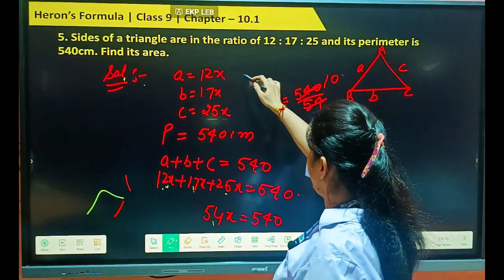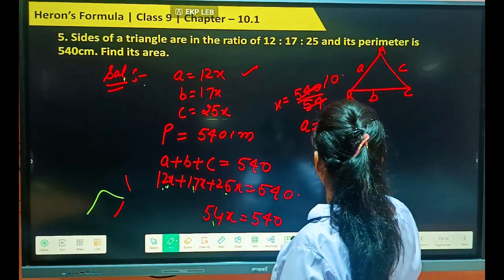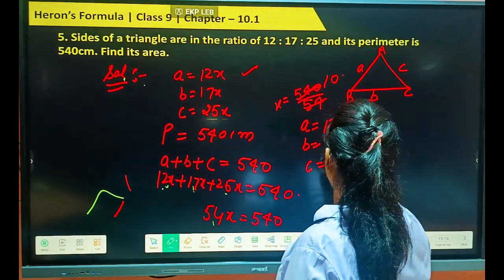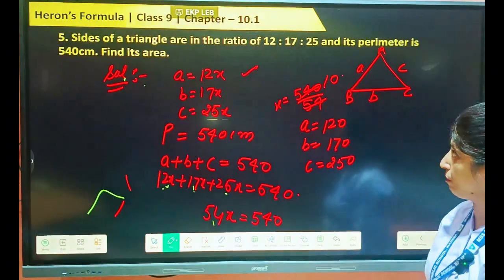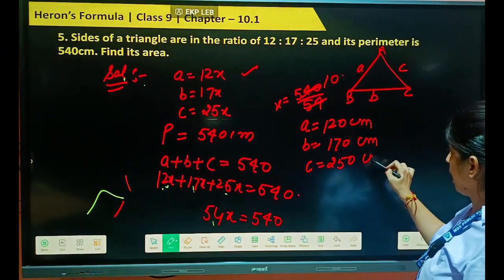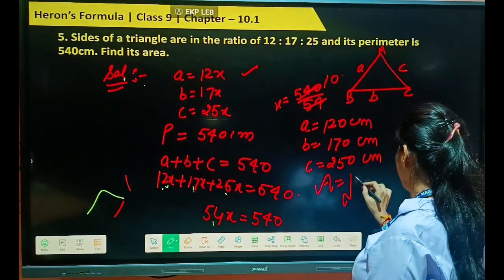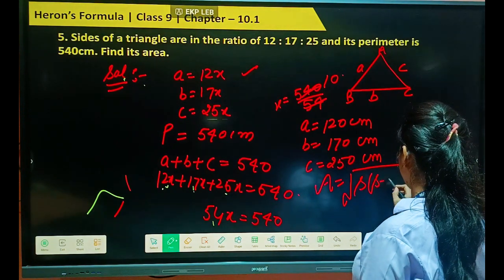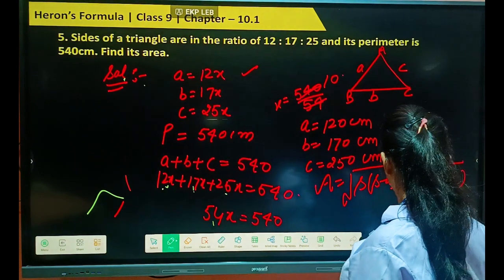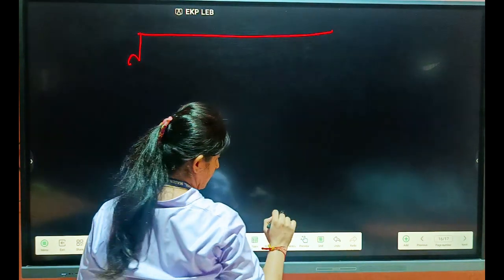Now put the x value here. You will get the a value. a is equal to 120, b is equal to 170 and c is equal to 250. These values came for a, b, c, which means the sides came now in centimeter. Now we will apply the area formula, that is s minus a, s minus b and s minus c. What is s?